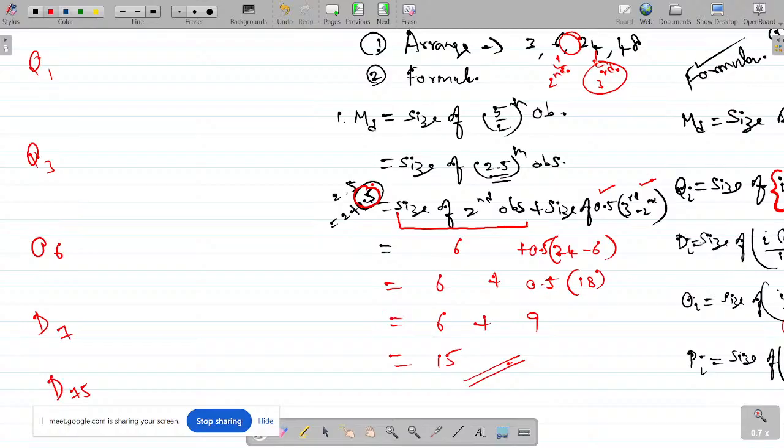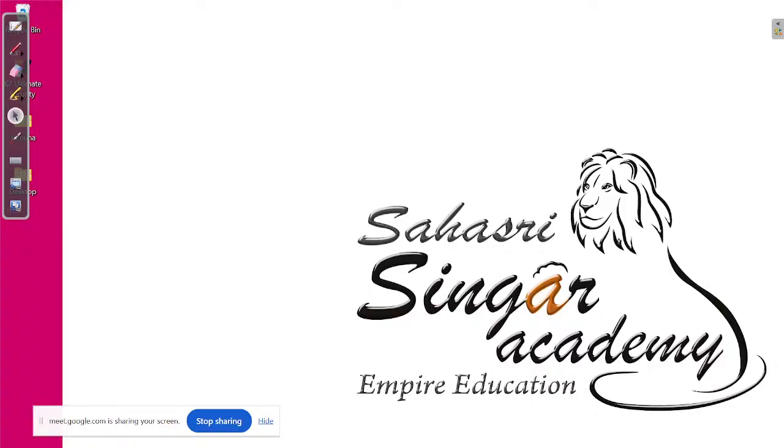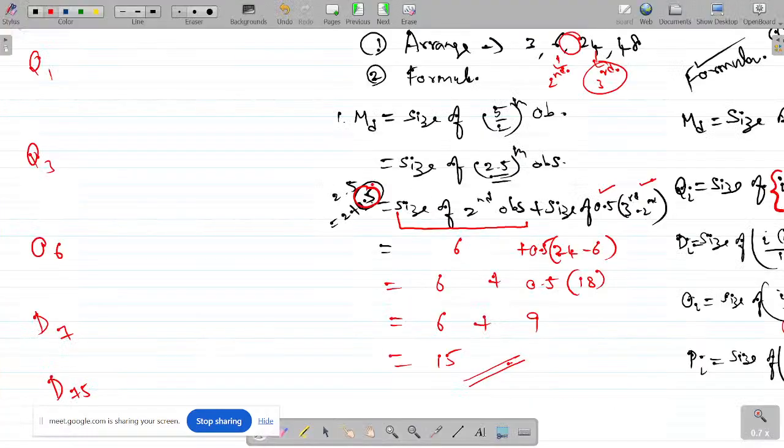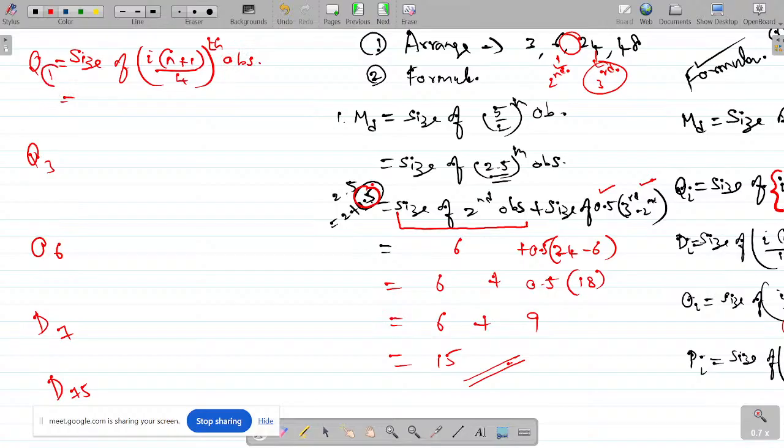Median is done, then you go for quartile 1. If median is done, go for quartile. Kindly join with me. Even though you have finished, please join with me for Q1. What is Q1 by definition, by formula? Size of i into (n plus 1) by 4th observation. Am I right? What is the value of i? Value of i is 1. So size of 1 into (n plus 1) by 4. What is n value? 4.